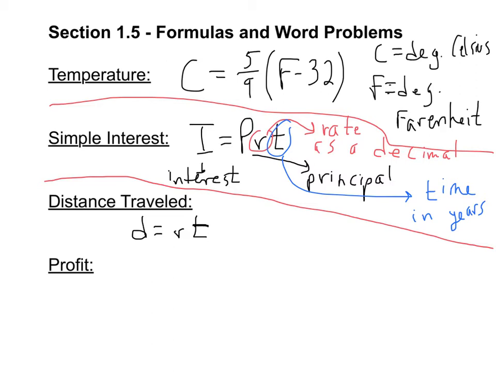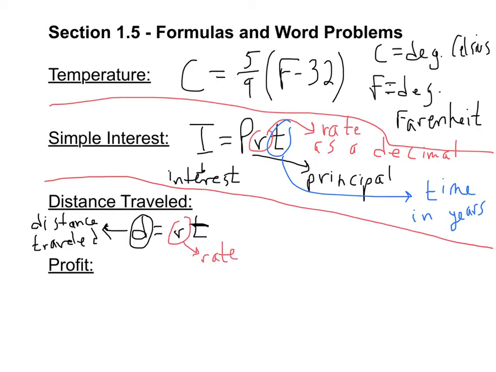Okay, and that's where the D stands for the distance traveled, and that's whether it's an object, a person, etc., just the distance traveled. Rate was the R.